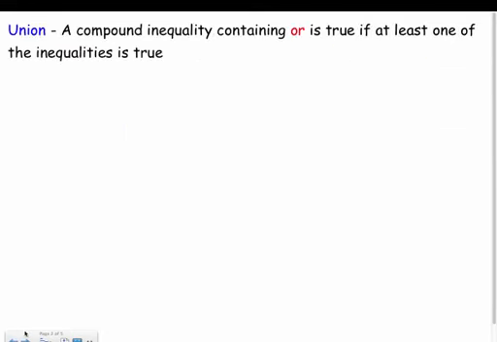Okay, ors are a little different. A union, a compound inequality containing or, is true if at least one of the inequalities is true. So only one has to be true. Okay, just one of them. So for example, let's look at that first one that I did. I said x is greater than 6 and x is less than 9. As long as one is true, the whole thing is true.